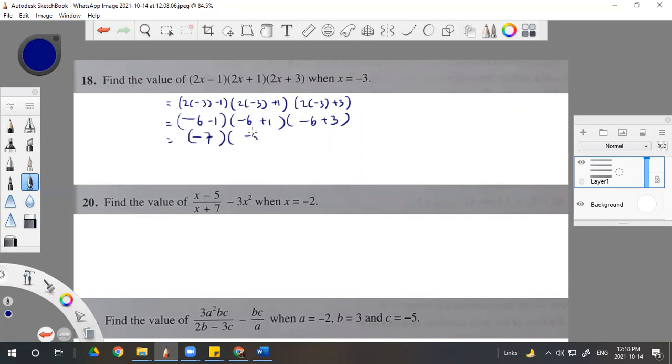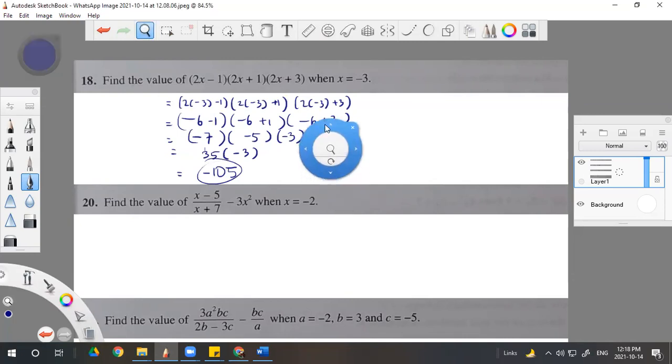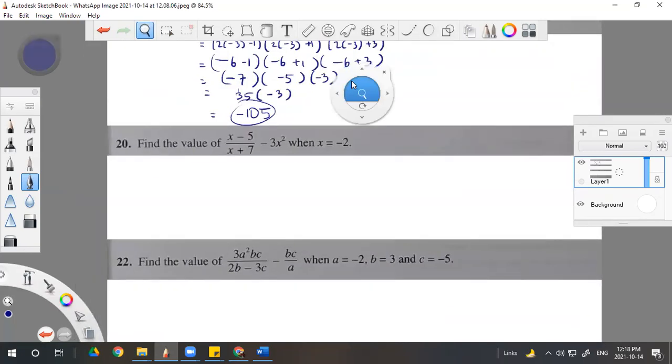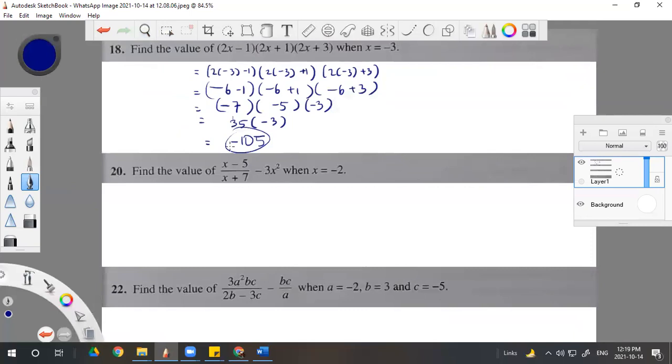Negative 5. Oh, cepat juga deh. Berapa? Negative 3. Negative 3. So what is negative 7 times negative 5? 35, right? And then multiply by negative 3. Aduh, berapa? 105. Lupa negatif. Ya, gitu caranya ya. Okay, 20. Oh, I almost forget that we must do times. Yes, that's it. So if you don't have any sign, you times.